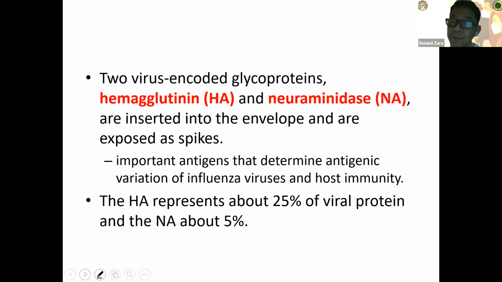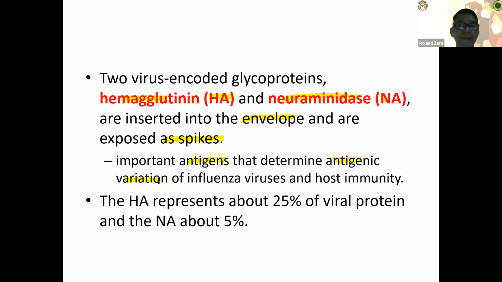Okay, next. Two important structures in the envelope are what we call the hemagglutinin, the HA, agglutinin because it agglutinates with the erythrocytes, the red blood cells. And we have the enzyme neuraminidase, the NA, okay, so they are inserted into the envelope and exposed as spikes. So the spikes are termed as your hemagglutinin and your neuraminidase. In SARS-CoV-2, we simply term them as spikes. Okay, so these are important antigens that determine antigenic variation.